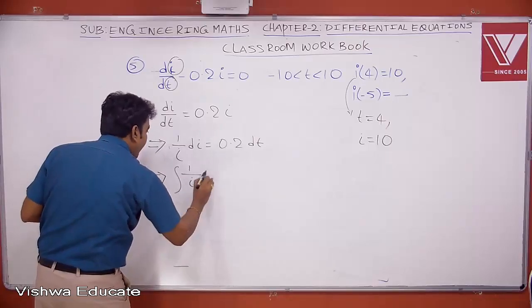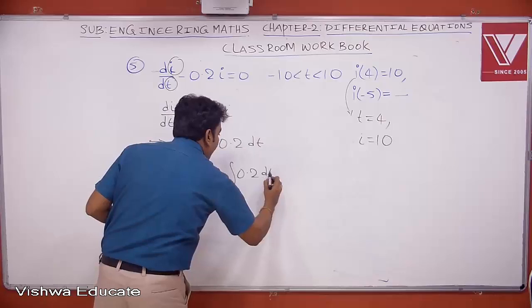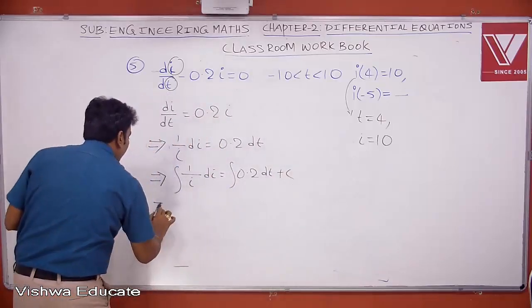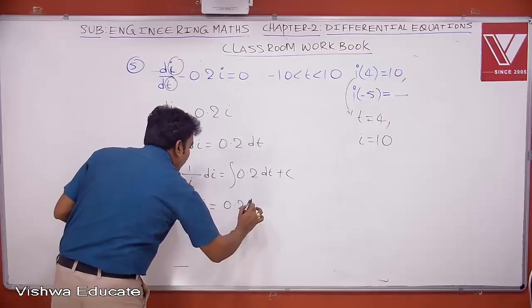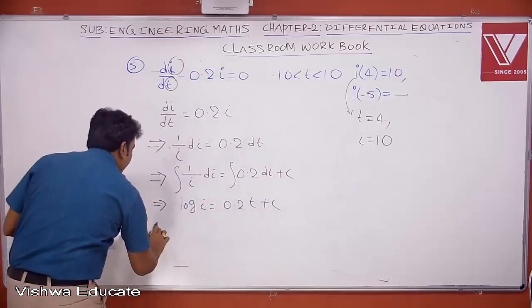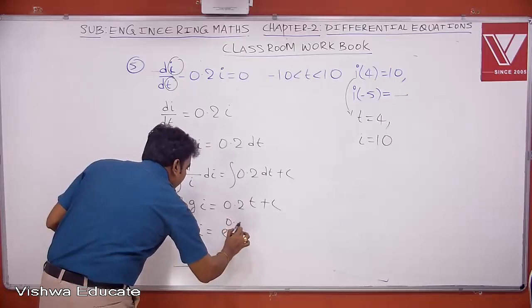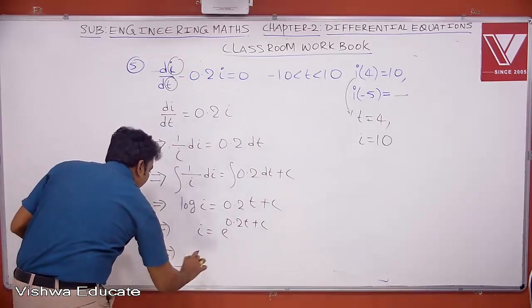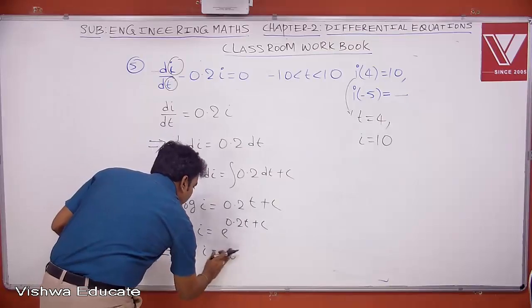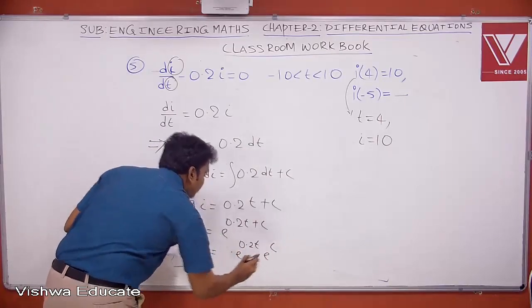Integral 1 by I di equal to integral 0.2 dt plus c. So this implies log I equal to 0.2 t plus c. This implies I equal to e power 0.2 t plus c, since the base value is e. This implies I equal to e power 0.2 t into e power c.